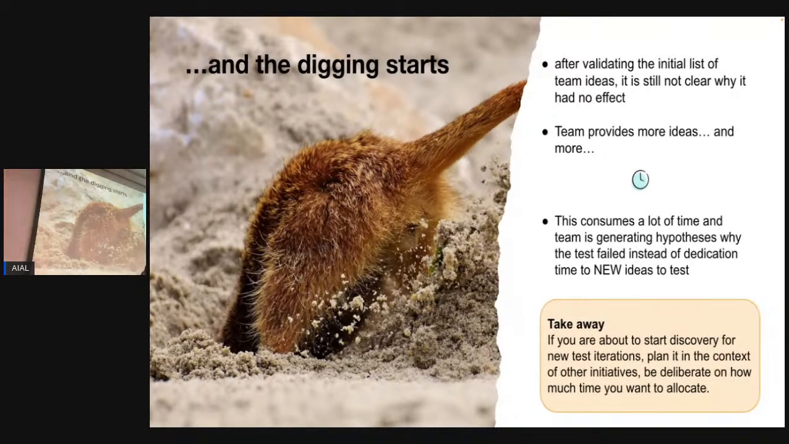So my takeaway from this case would be: do some tests, but if you are starting to feel that you're doing discovery for additional iterations of the test, plan it in the context of other initiatives. Don't let other ideas suffer just because of your sunk costs. And be very deliberate on how much time you want to allocate.